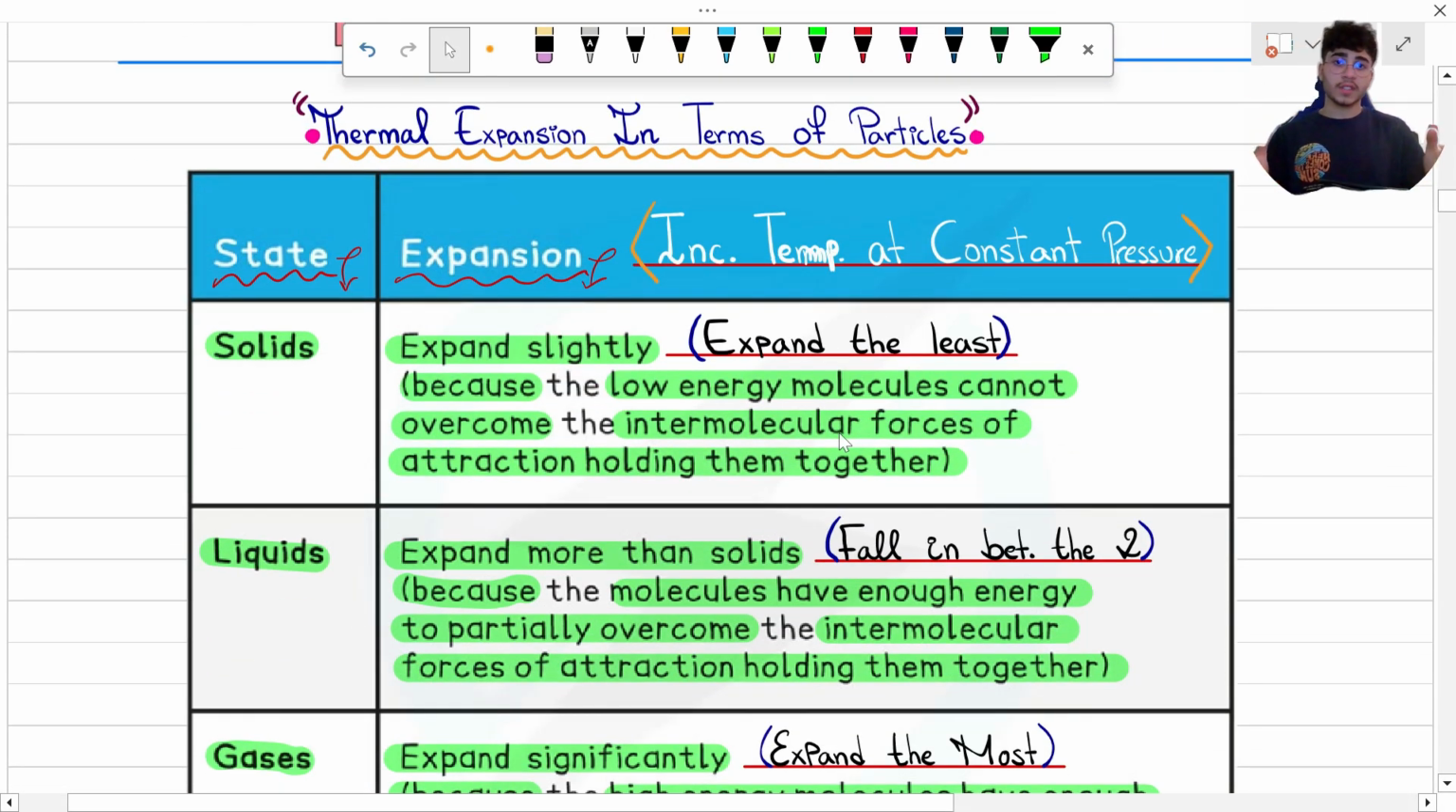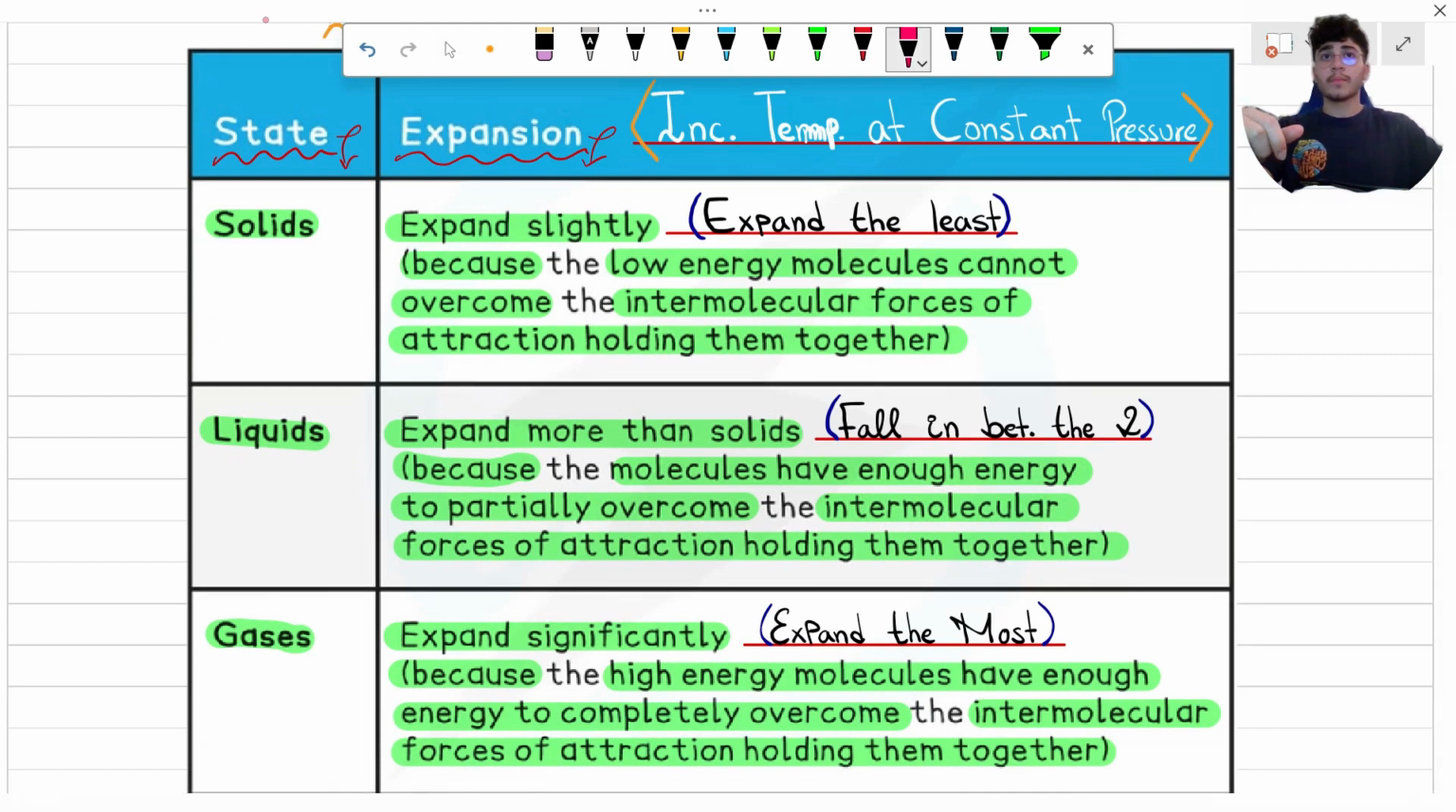So now that we know what thermal expansion is, let's have an intro on thermal expansion in terms of particles. We have solids, liquids, and gases. If we increase the temperature, by expansion here we mean increasing the temperature at constant pressure. So keeping the pressure constant, but increasing the temperature in solids, liquids, and gases.